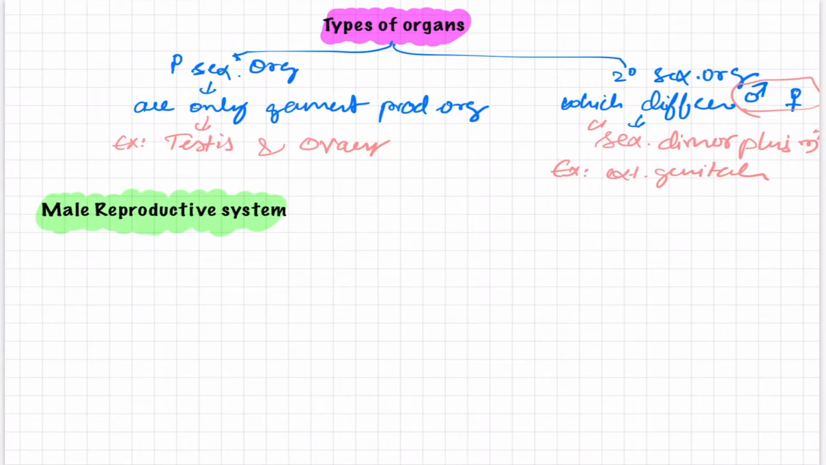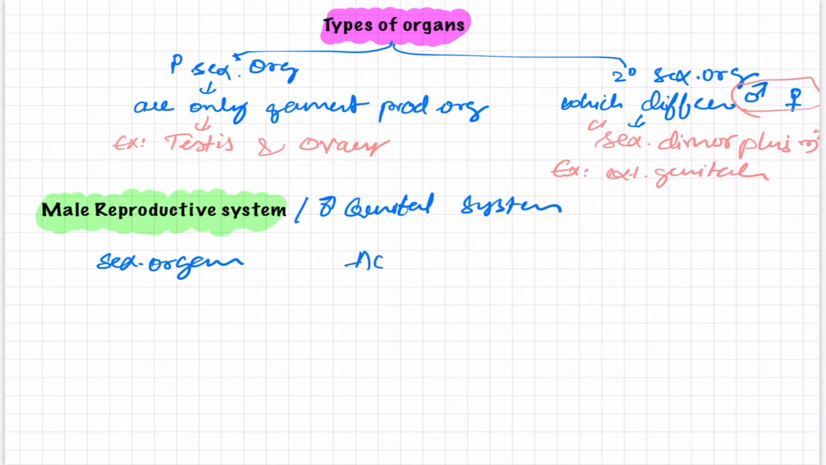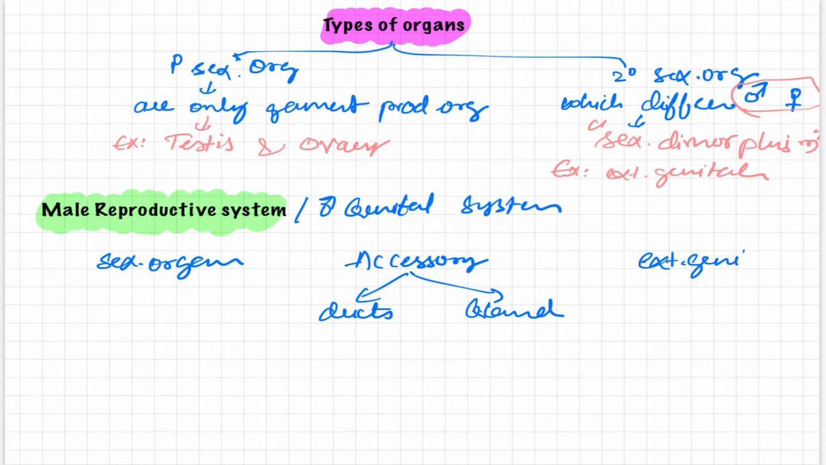Let us move forward and try to learn what are the components of the male reproductive system. The male reproductive system is also known as the male genital system. And what are the components of this system? First are the sexual organs, the second are the accessory organs, which might be ducts or accessory glands, and the third is the external genitalia. So all these are the components of the male reproductive system.